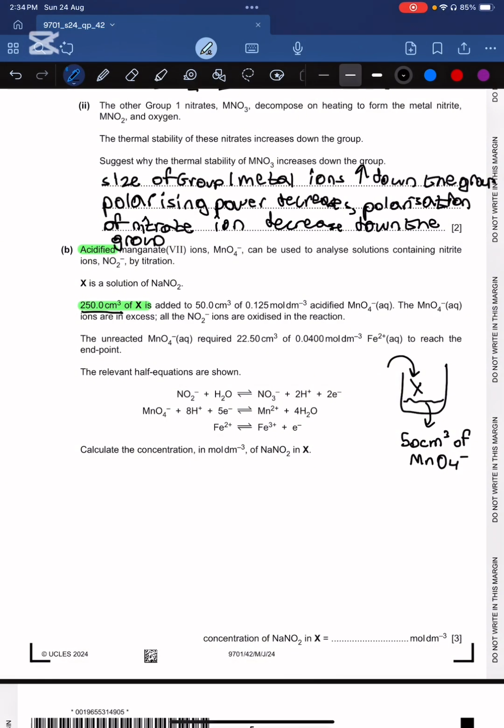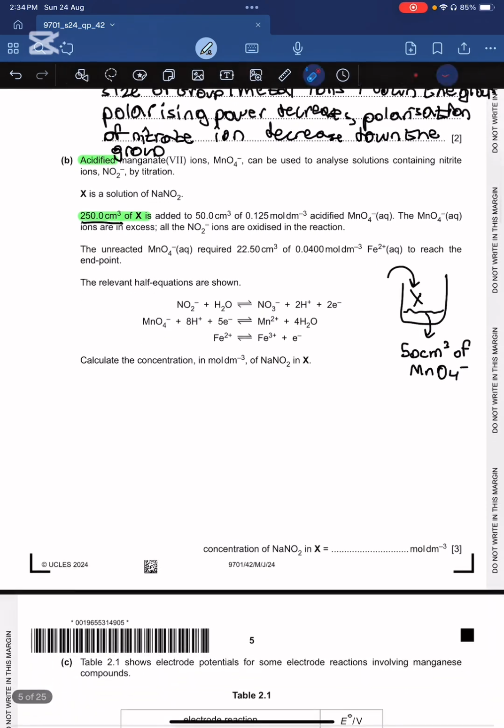So the thing which is happening here is I have taken a container and I have added X 250 cubic centimeters of it to 50 cubic centimeters of manganate ions. Let's read further. The manganate ions are in excess. What does that mean? That X is the limiting reagent. It ensures that all of X completely reacts.